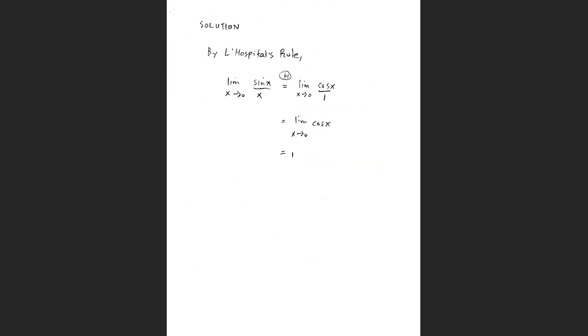So by L'Hopital's rule, here's function f, and here's function g, that's x. The indeterminate form is 0 over 0, so I'm going to apply L'Hopital's rule. And when I apply L'Hopital's rule, I put an H with a circle on it above the equal sign. That's standard.